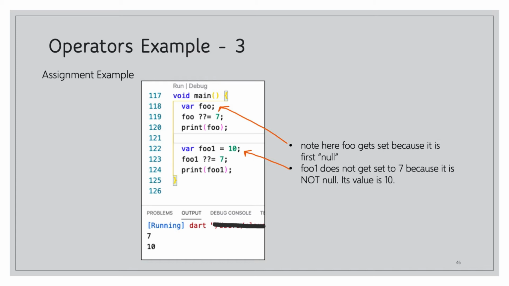By contrast, starting on line 122, var foo1 equals 10, so we have assigned a value to it. That being the case, it will take that value over what we assign in line 123 when we print out foo1. That's the difference. For the second example, foo1 is 10.